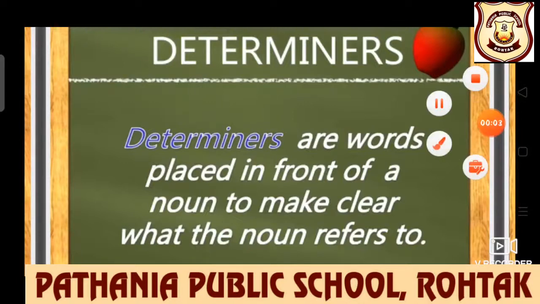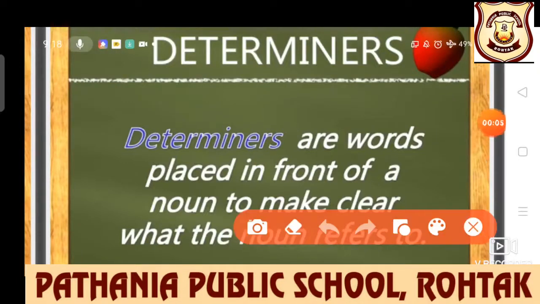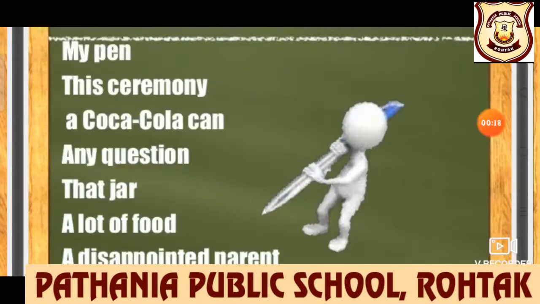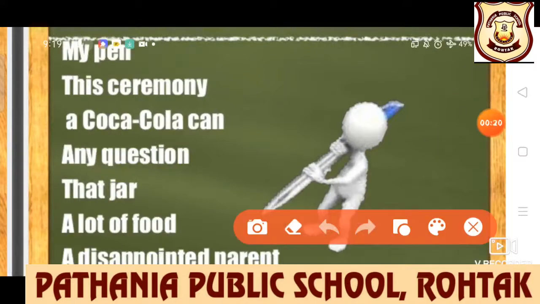Students, let's know the definition first of all. Determiners are words placed in front of a noun to make clear what the noun refers to. Look at the examples which are given here. My pen, this ceremony, a Coca-Cola can. Any question? That jar, a lot of food, a disappointed parent.